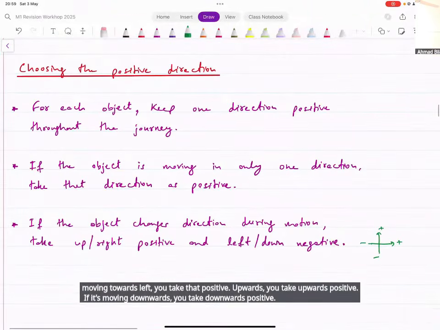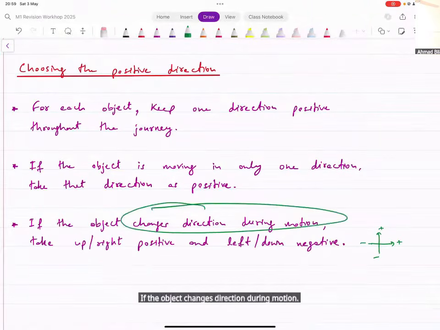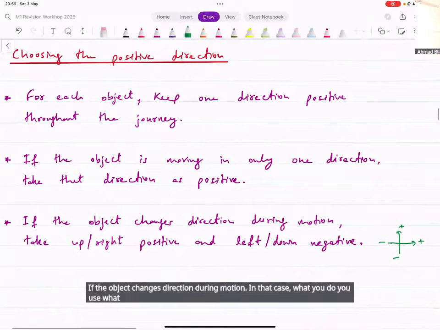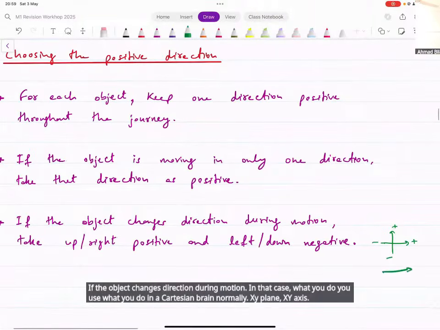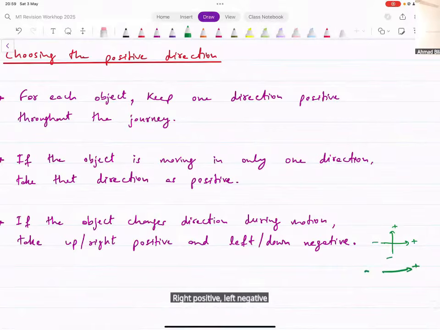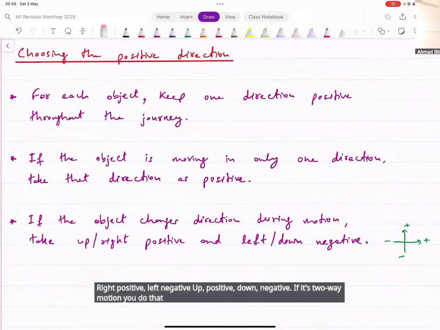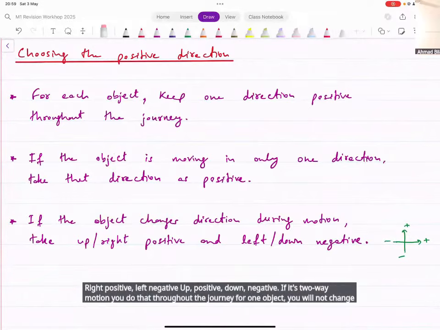If the object changes direction during motion, in that case, you do what you do in a Cartesian plane normally, the XY plane: right positive, left negative, up positive, down negative. If it's two-way motion, you do that. Throughout the journey for one object, you will not change the positive direction.